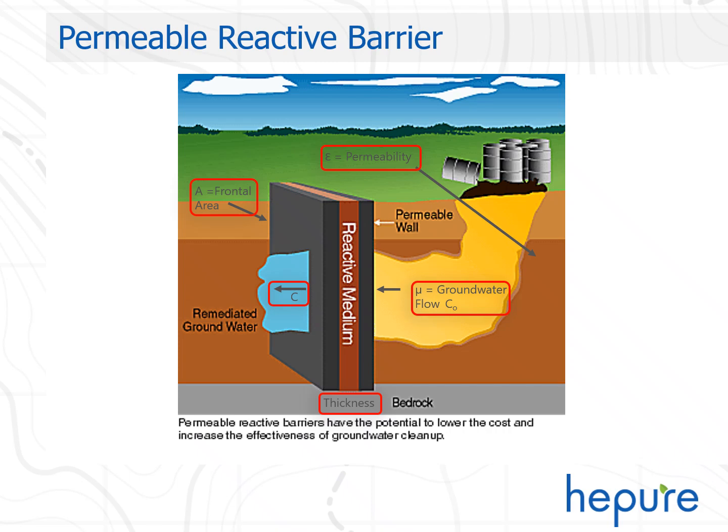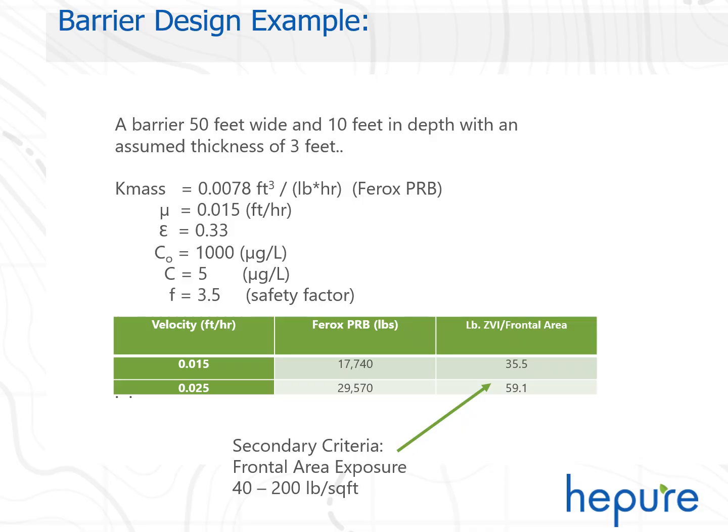This slide shows the design parameters needed for the model, namely the front of the plume dimensions, concentration of contaminants, and groundwater flow rate. By putting these parameters into a model, the amount of ZVI required for the site conditions can easily be estimated. Bob and I can help in this process. We also screen by a secondary condition.